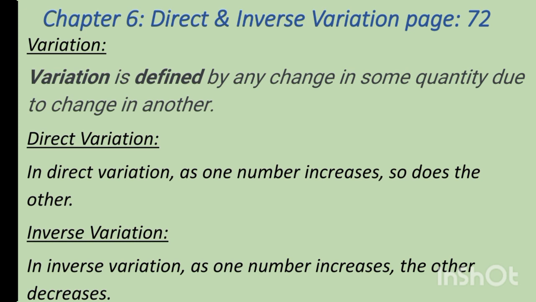Or I can say, if two quantities are related in such a way that a change in one causes a change in the other. Okay, there are two types of variations, direct variation and inverse variation. In direct variation, as one number increases, so does the other. Okay, means when an increase in one quantity leads to a corresponding increase in the other quantity, that is direct variation. Also, when a decrease in one quantity leads to a corresponding decrease in the other quantity, that is direct variation.